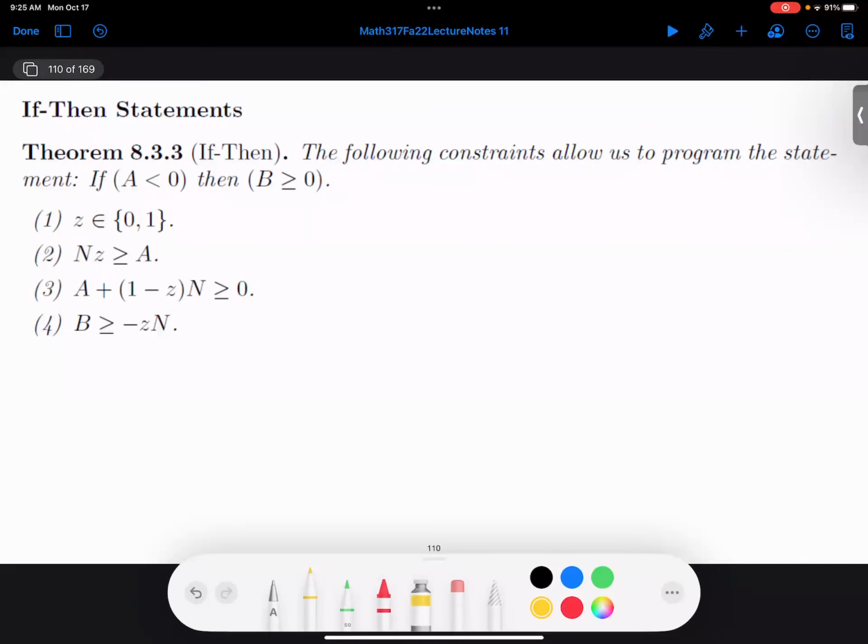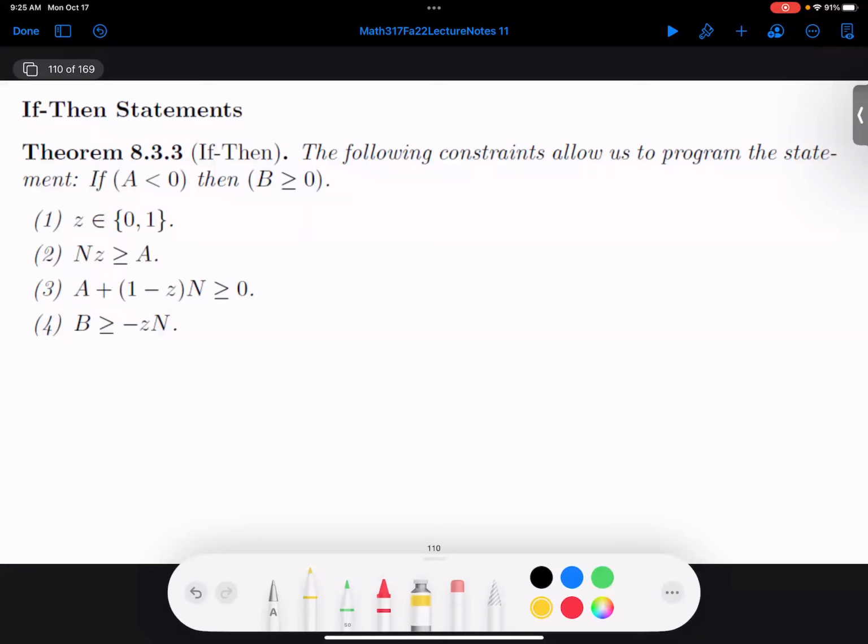Good. If it's mountain day, then there are no classes. If it's mountain day, homework is now due the next day. So if-thens are going to be things that you would want to code a lot. All right, so when we look at this, we want to say, if A is less than 0, then B greater than or equal to 0. Again, some kind of detection thing.